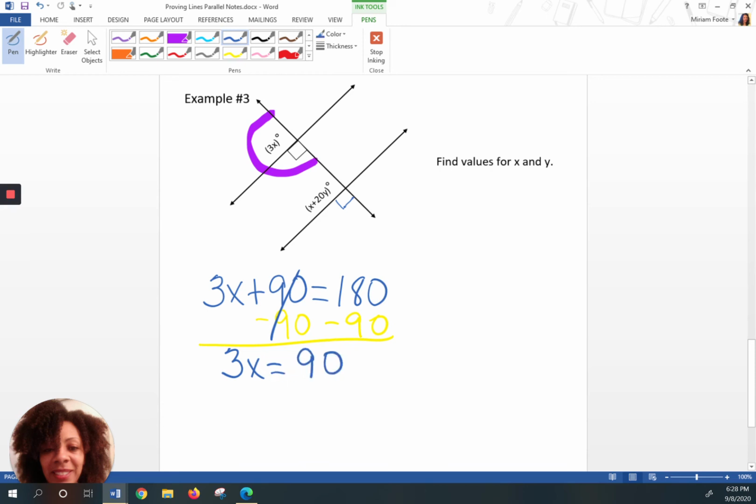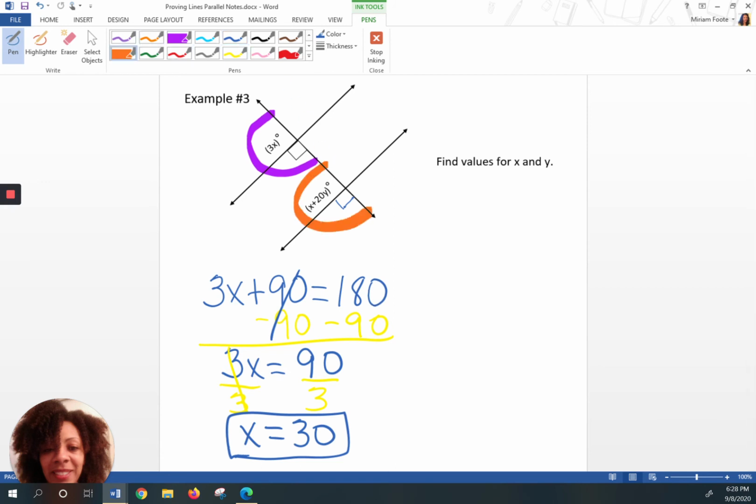And now I'm trying to solve for x. So I will divide both sides by what's stopping x from being by itself, which is 3. X becomes 30. 90 divided by 3, that's 30. Now I want to find the y. So I could do it multiple ways, but what I'm going to do is take my x and replace it here. And again, I understand that this is a linear pair.